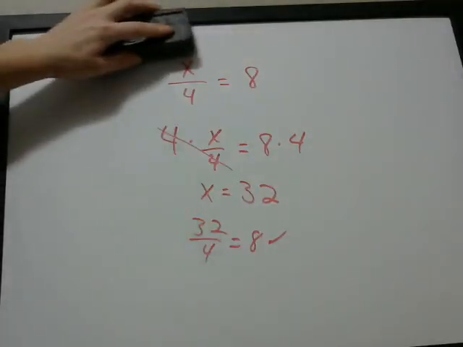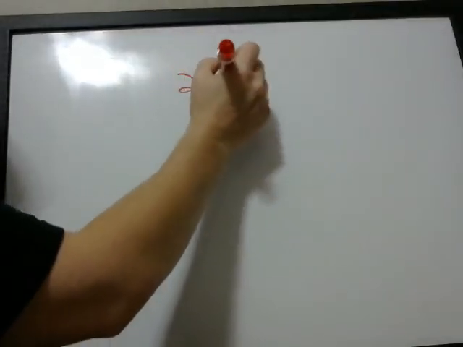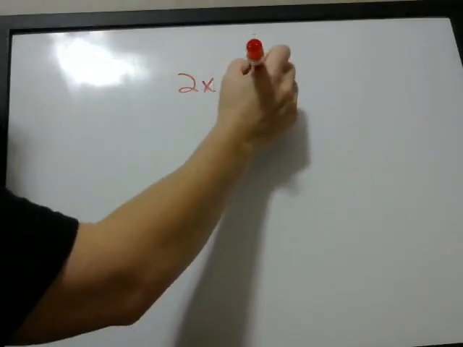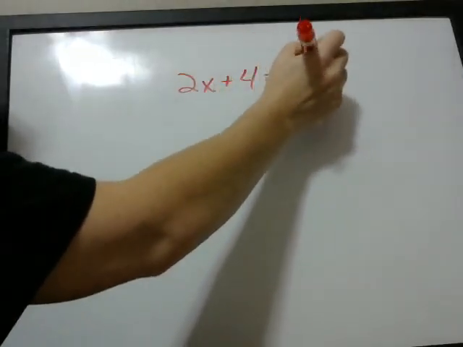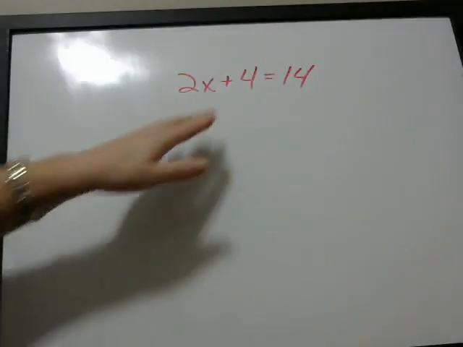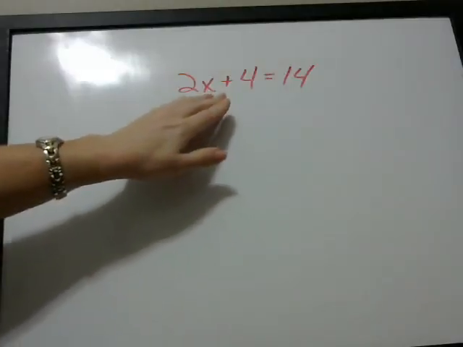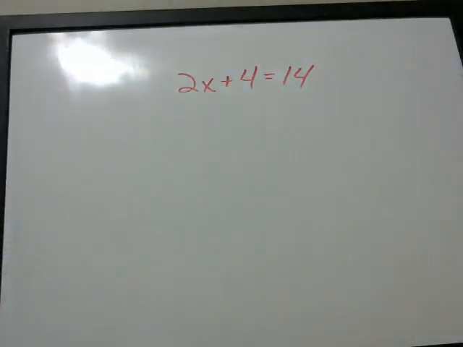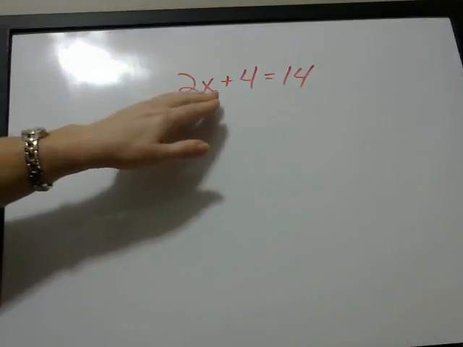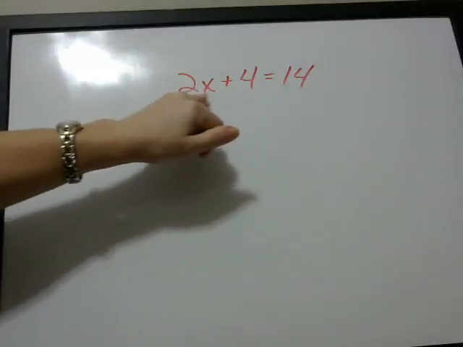So now let's do some examples where we're going to combine a couple of these concepts. Let's say we have 2x plus 4 equals 14. So again, we want to get x on one side of the equation by itself, the numbers on the other side of the equation. In general, when you're trying to decide what to do first, you want to get rid of the numbers that are not touching the x.